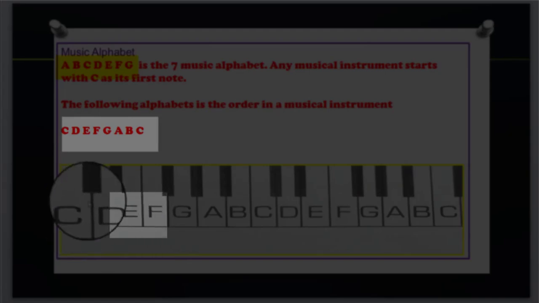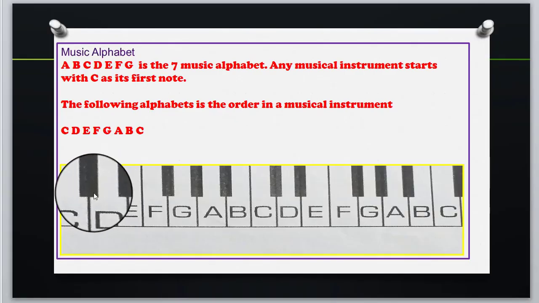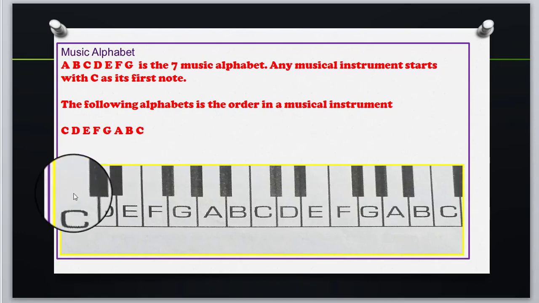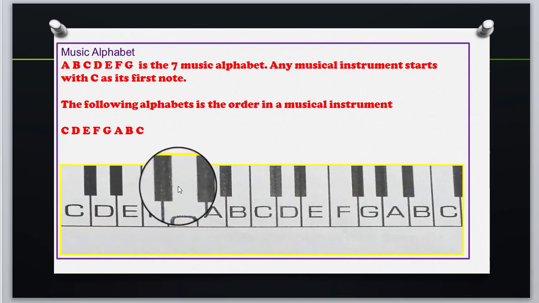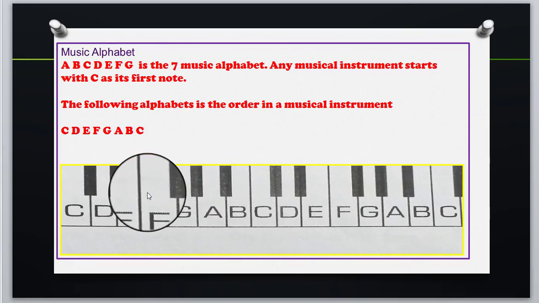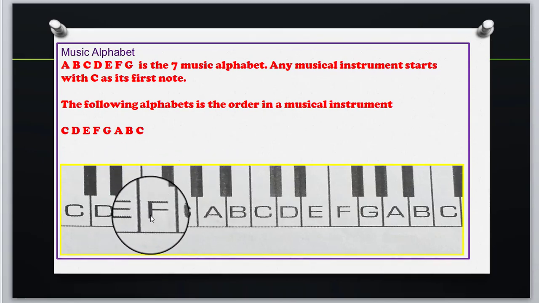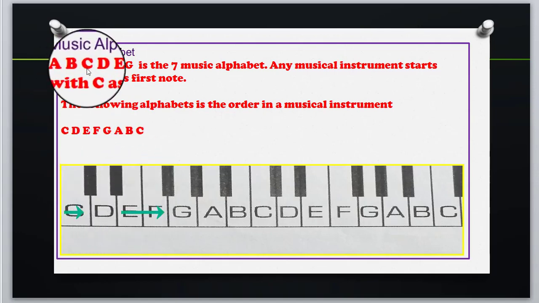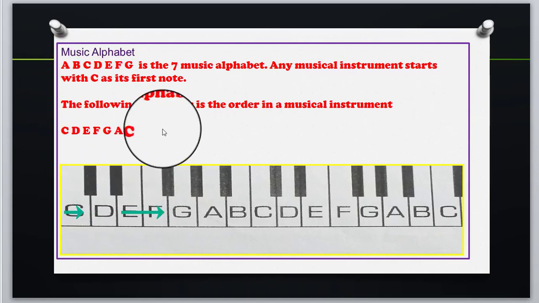For example, if you have seen any piano or keyboard, there will be 2 black keys and 3 black keys, and there will be a gap. See, 2 black keys, and below the 2 black keys, there will be a white key, and below 3 black keys, there will be 2 white keys. This is how the notes are placed from C to C.